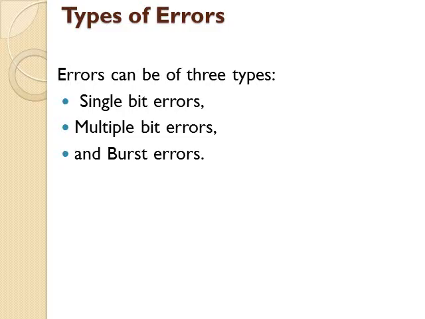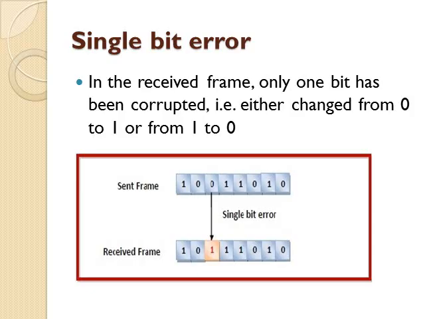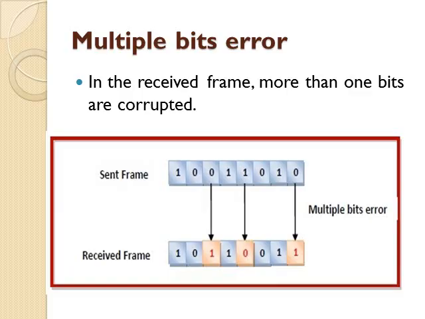Basically, there are three types of errors. They are single bit errors, multiple bit errors, and burst errors. Single bit error means the received frame has been corrupted in only one bit. If it is corrupted in only one bit, then it is said to be a single bit error. Look at this example. Here, the third bit 0 has been changed into 1, so it is said to be a single bit error.